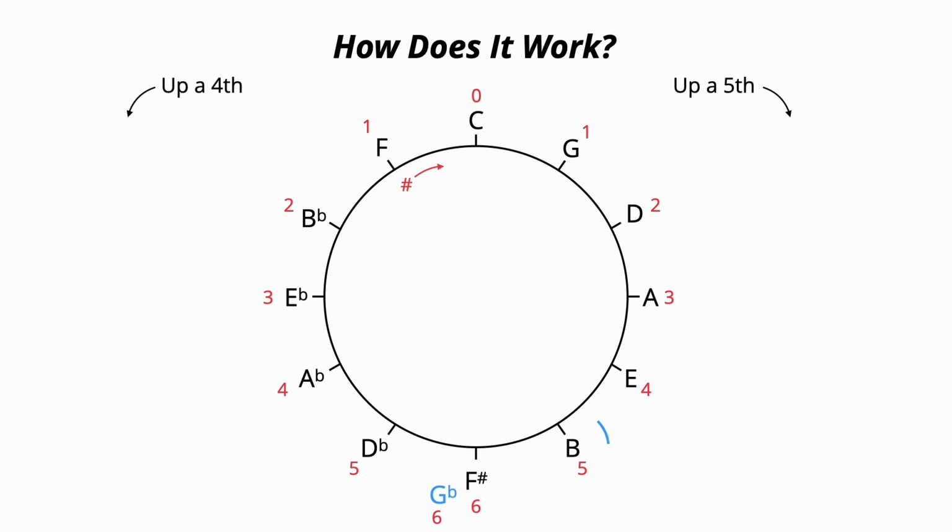Now let's figure out the B major scale. If we start counting from the top at C, we have 0, then G is 1, D is 2, A is 3, E is 4, and B is 5. So B will have 5 sharps.